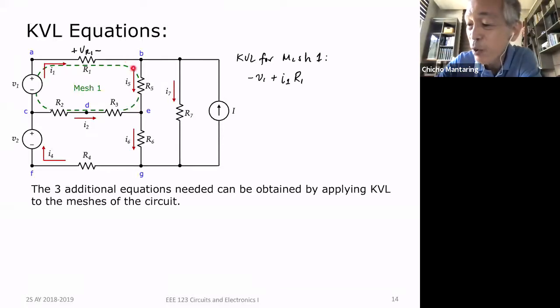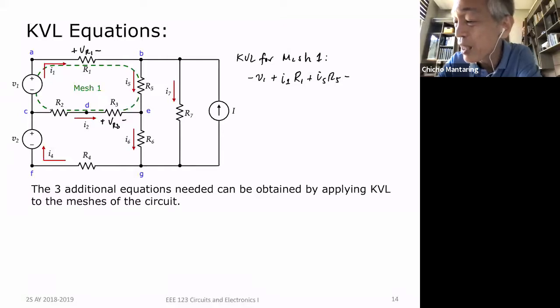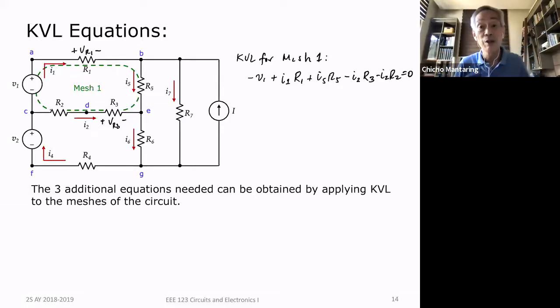Okay. Here, I'm going down. Again, it's going to be a voltage drop. This is going to be plus I5 times R5. Okay, take a look here. The direction of current is from left to right. Therefore, VR3 will have this polarity. But I am going around my mesh in the clockwise direction. So I'm going from negative to positive. So that's going to be minus VR3. It's going to be minus I2 times R3. And finally, minus I2 times R2, this is equal to 0.